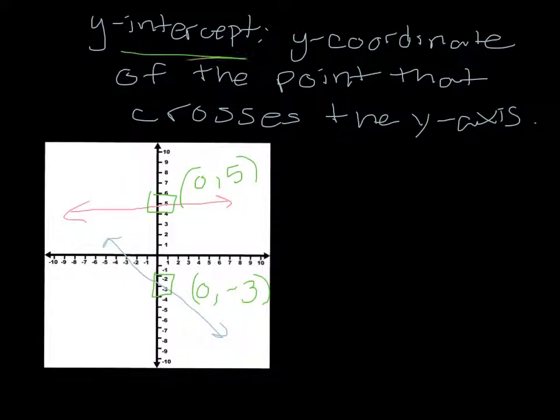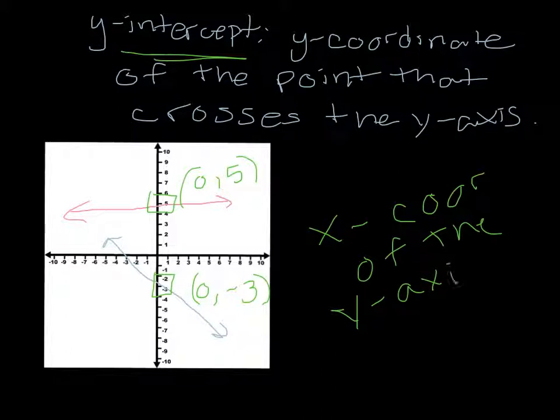The y-intercept is much like the x-intercept, except this time it's the y-coordinate of the point that crosses the y-axis. So I've already boxed 2 examples of this. And again, we notice a pattern. But unlike the x-intercept where the y-coordinate's always 0, here the x-coordinate of the y-axis is always 0.